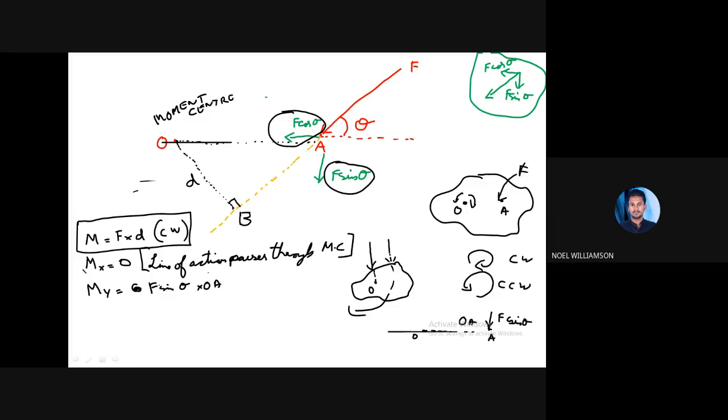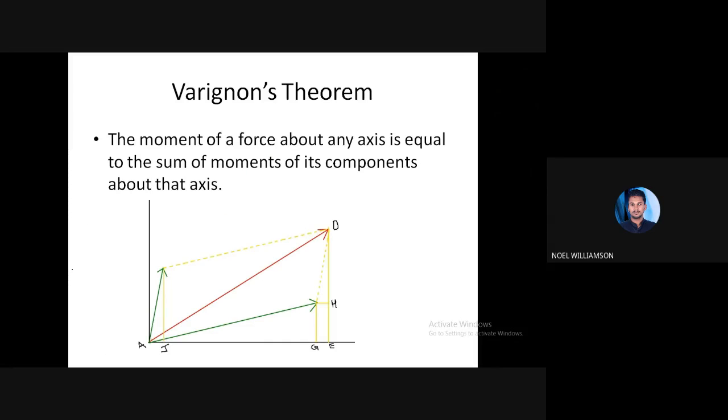Now we have another theorem, that is Varignon's theorem, which states that the moment of a force about any point will be the same as the algebraic sum of the moments of its components. That means the main moment M will be equal to Mx plus My. Adding these two, you will get the final moment M. That is Varignon's theorem, and we use this theorem to solve problems.